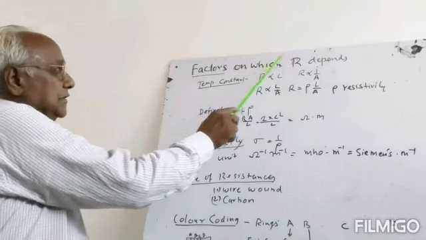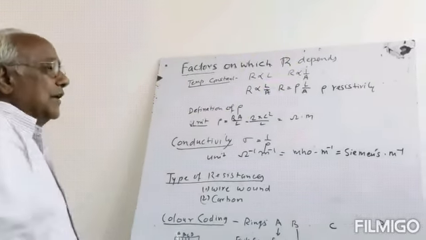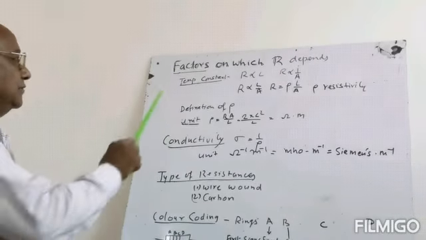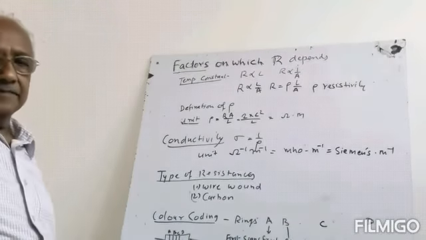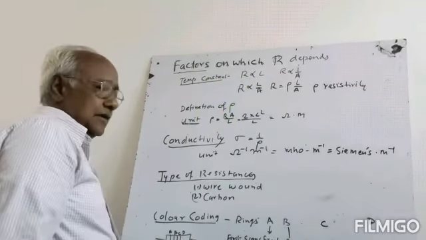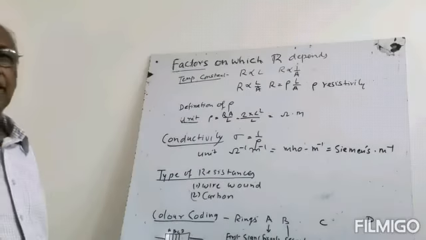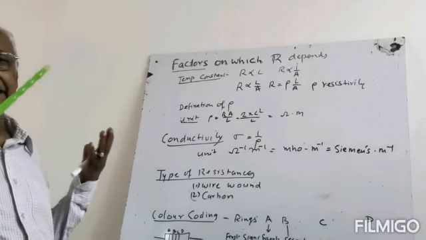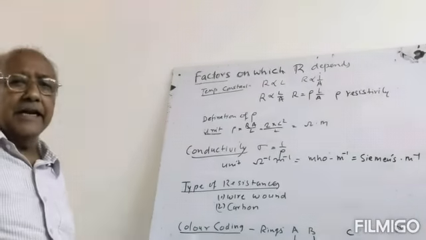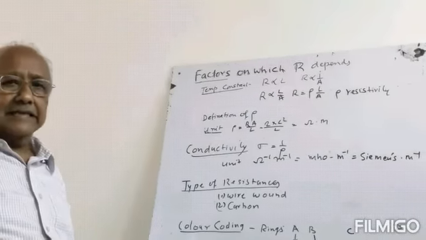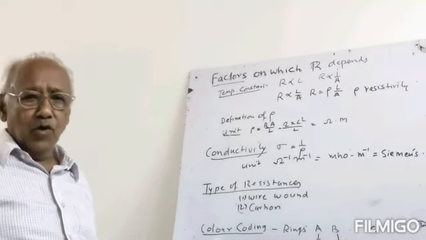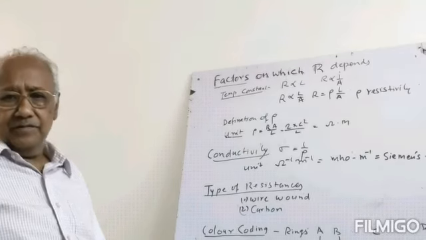Factors on which the resistance of a conductor depends. Now, we have a conductor, and if L is the length of the conductor, what is the resistance? Resistance is obstruction in moving the charge through it. The obstruction will be more if the length is more.